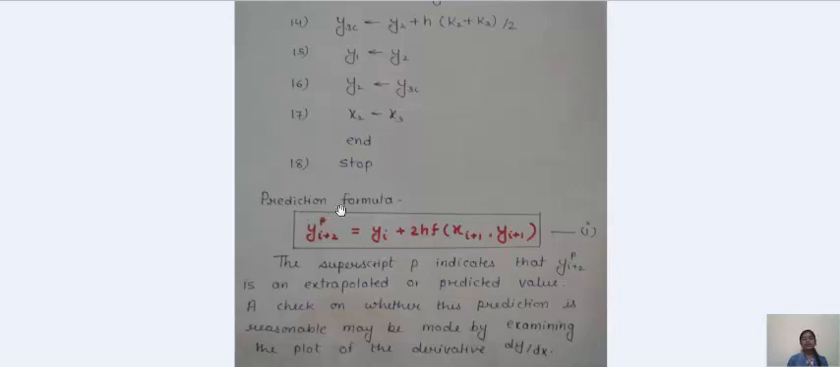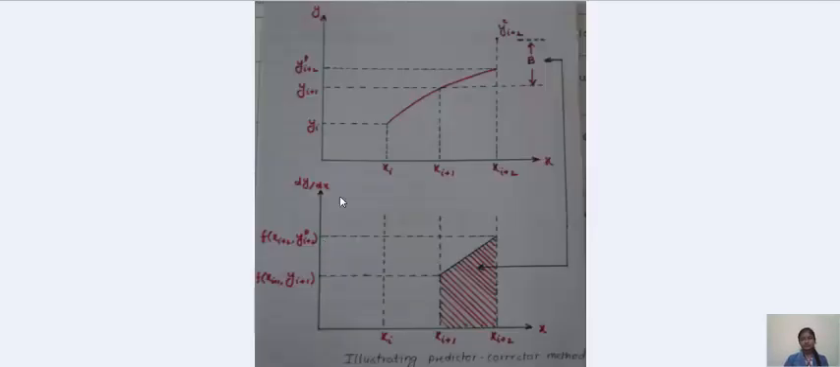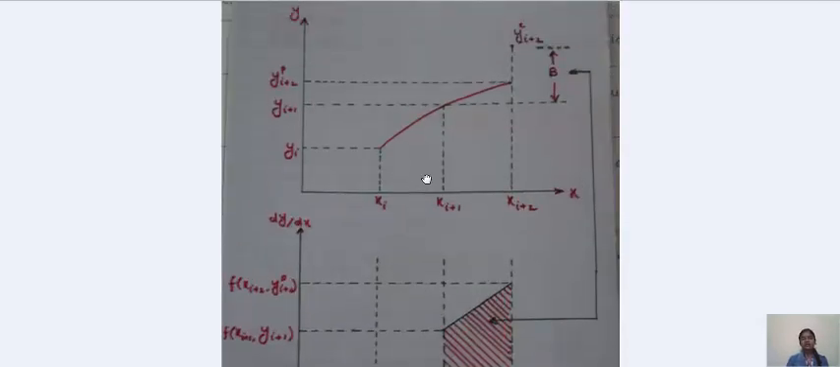So here the prediction formula is y(i+2) predictor equals y(i) plus 2h f of x(i+1), y(i+1). That is equation first. The superscript p indicates that y(i+2) is an extrapolated or predicted value. A check on whether this prediction is reasonable may be made by examining the plot of the derivative dy by dx. Let's see the graph, illustrating the predictor-corrector method.